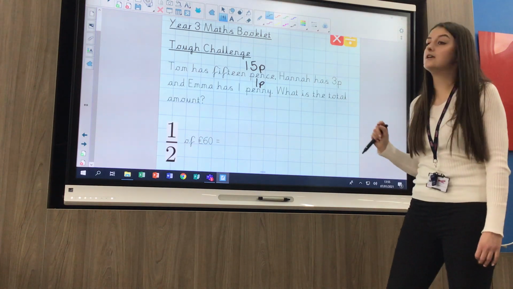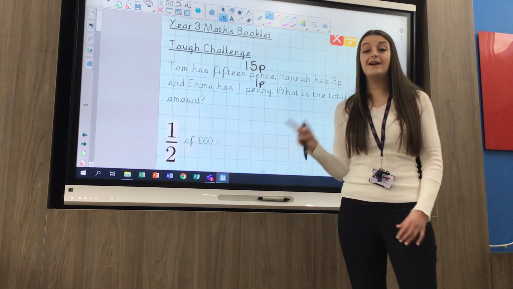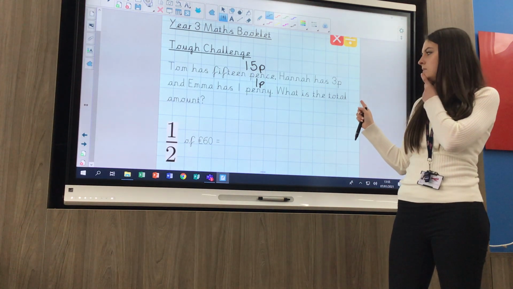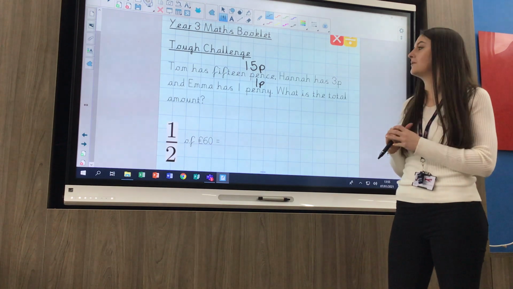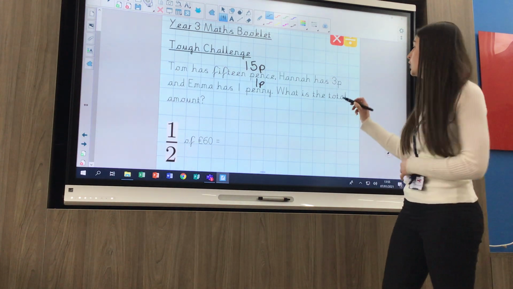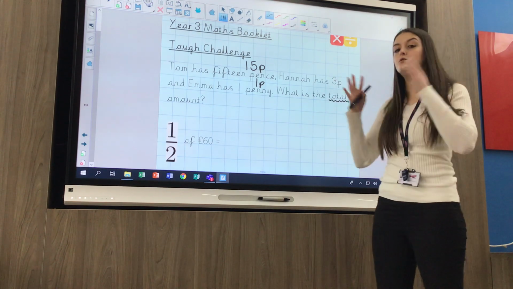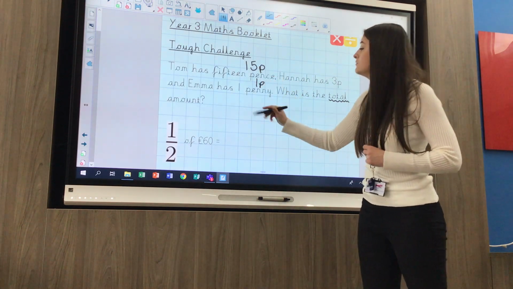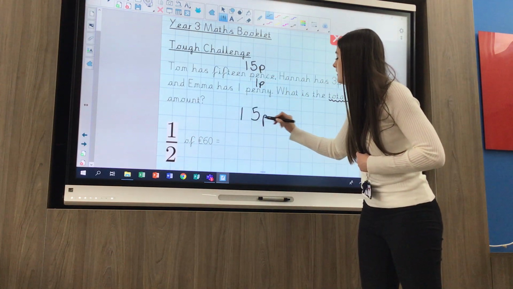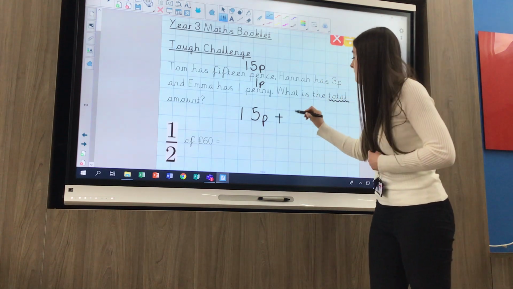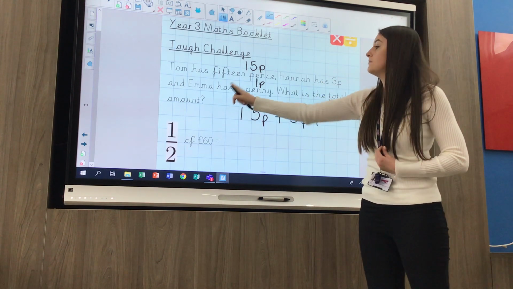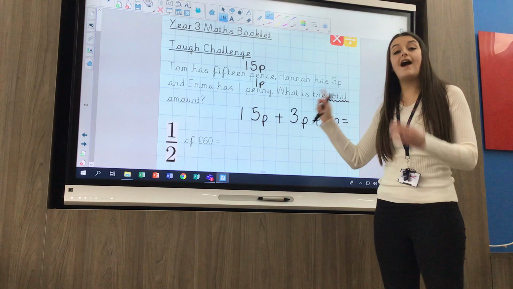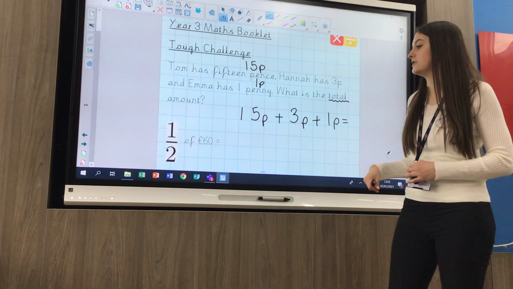Now there's one key word in that word problem that tells me if I'm adding, subtracting, multiplying or dividing. Ooh, can you see it? There's one word there that tells me which operation I'm going to do. Oh, if you said total, well done. So we want the total of everything, we're putting it all together, that means we're adding. So the question's asking you to do 15 pence, add Hannah's 3 pence, add Emma's 1 pence, okay? So this is again something you could be writing in your book to keep track of your calculations, okay?